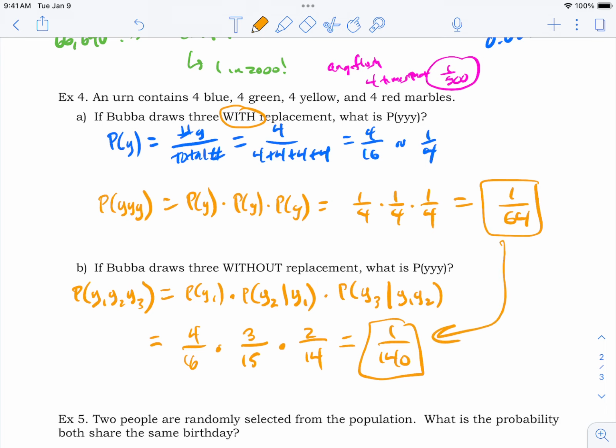which means if you compare these two numbers, it's a lot harder. It's more than twice as hard to get 3 yellows if you're not putting them back, or I should say maybe it's twice as easy if you do put them back, or however you want to say it. The ratio is not exactly 2 to 1, but roughly. Okay, cool.